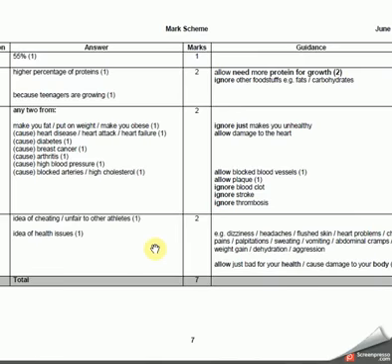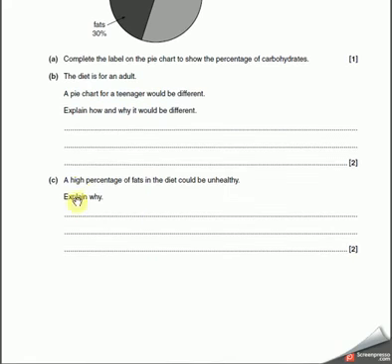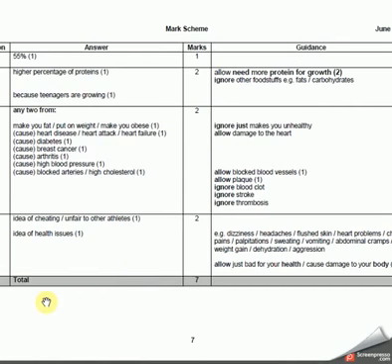Let's have a look. Sorry, we've gone too far. Higher percentage of proteins because teenagers are growing. Remember when we said that? Teenagers need more protein for growth and repair. A high percentage of fats in the diet could be unhealthy. Explain why. We talked about this in the revision video as well. We talked about plaque, didn't we? Talk about how gaining weight can cause heart disease.